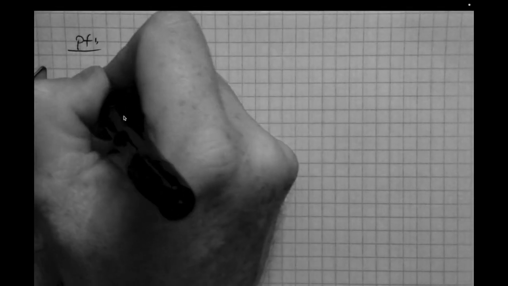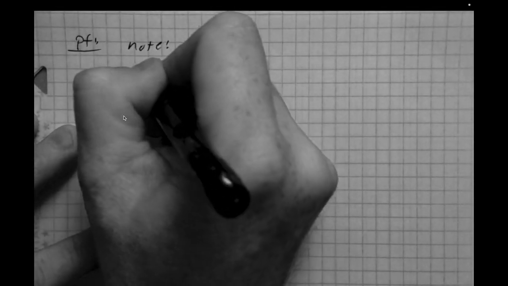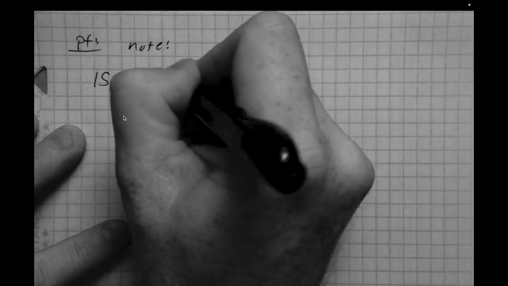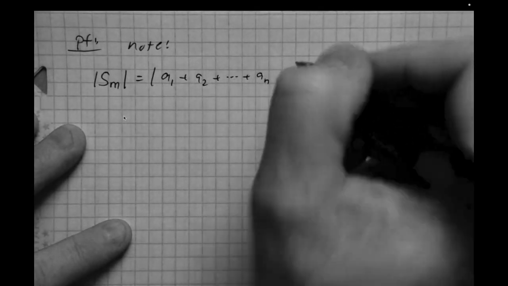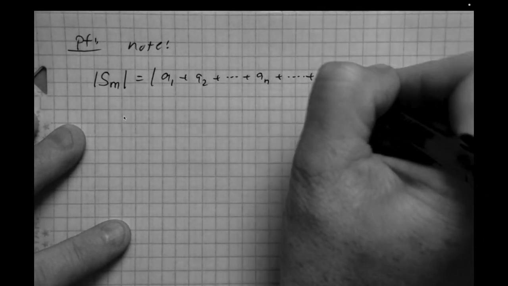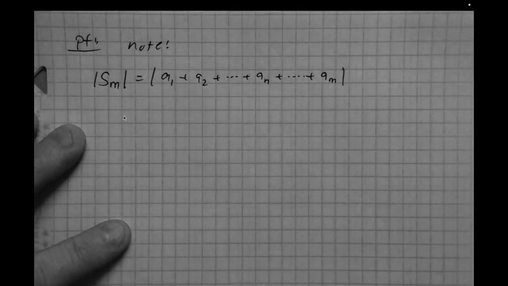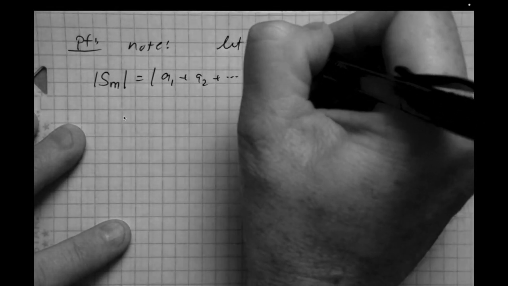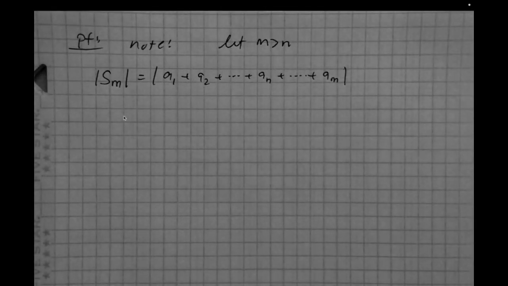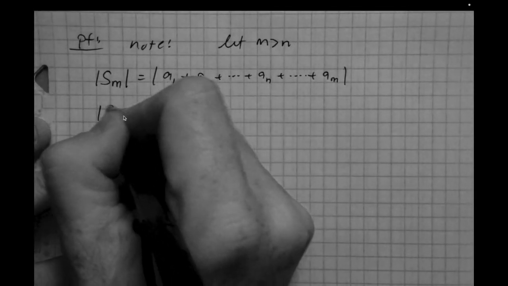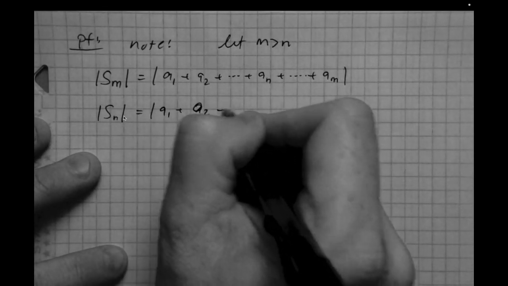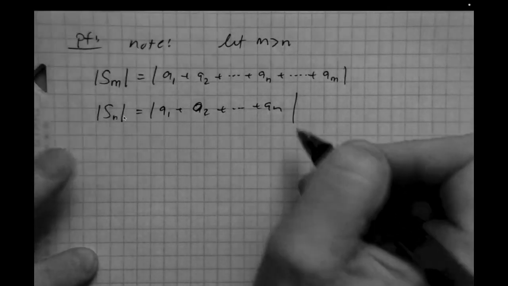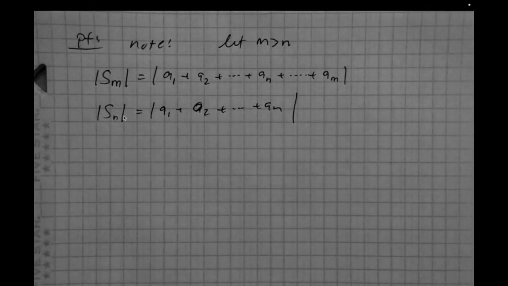For the proof, we'll start by noting that the mth partial sum would be a sub 1 plus a sub 2 plus dot dot dot plus a sub n plus dot dot dot plus a sub m, right? Again, we're assuming that m is greater than n, as the theorem stipulates. So this is the mth partial sum, and what's the nth partial sum? Well, it's just going to be this part, the nth partial sum.